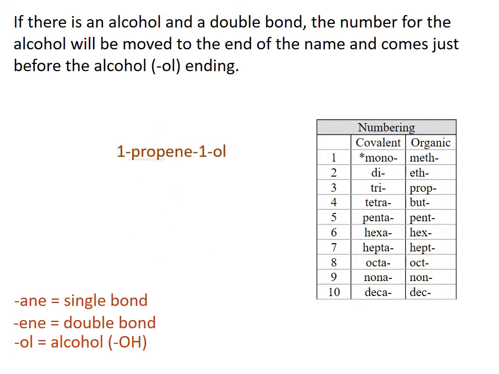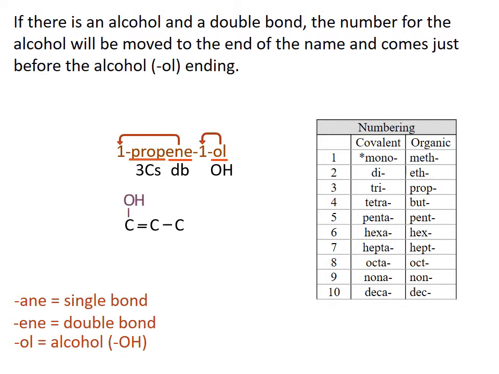1-propene-1-ol. Prop means 3. So I have 3 carbons. So I will draw out 1, 2, 3 carbons. Ene means double bond, and that double bond goes on the first carbon. I also have an OH group, and that also goes on the first carbon.